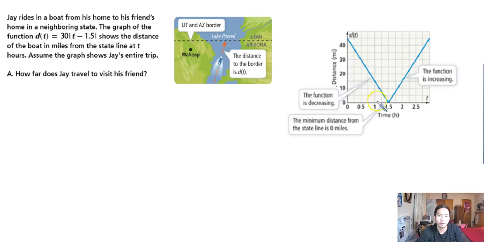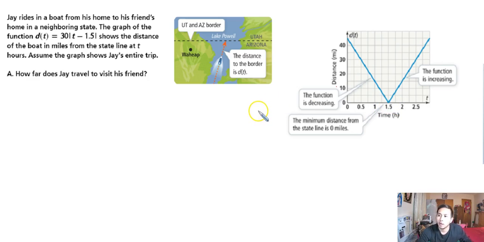All right, so we are going to answer part A first. How far does Jay travel to visit his friend? This is the graph of the problem here. The function is decreasing, and then the function here is increasing. So the minimum distance from the state line is at 0 miles. Your 1.5 will be your turning point.